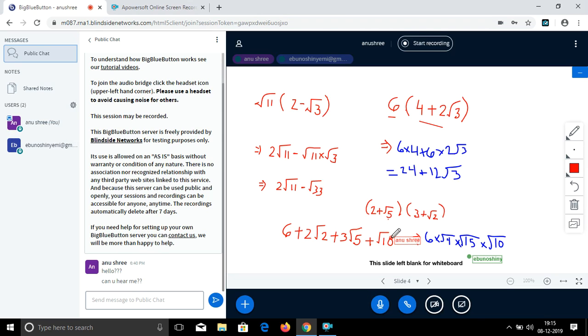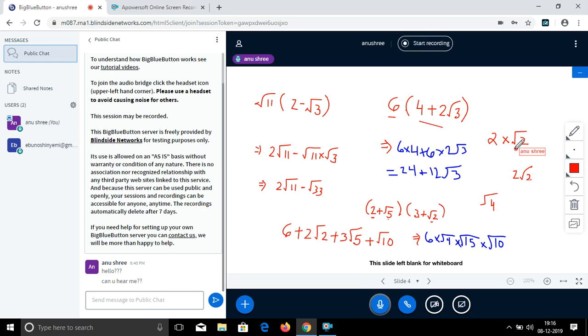Okay. So what you're doing is 2 multiplied by root 2 and your answer was root 4. Root 2 into root 2 is root 4. But 2 is not inside any surd. It's not inside the root. It's outside the root. So 2 multiplied by root 2 is actually 2 root 2.